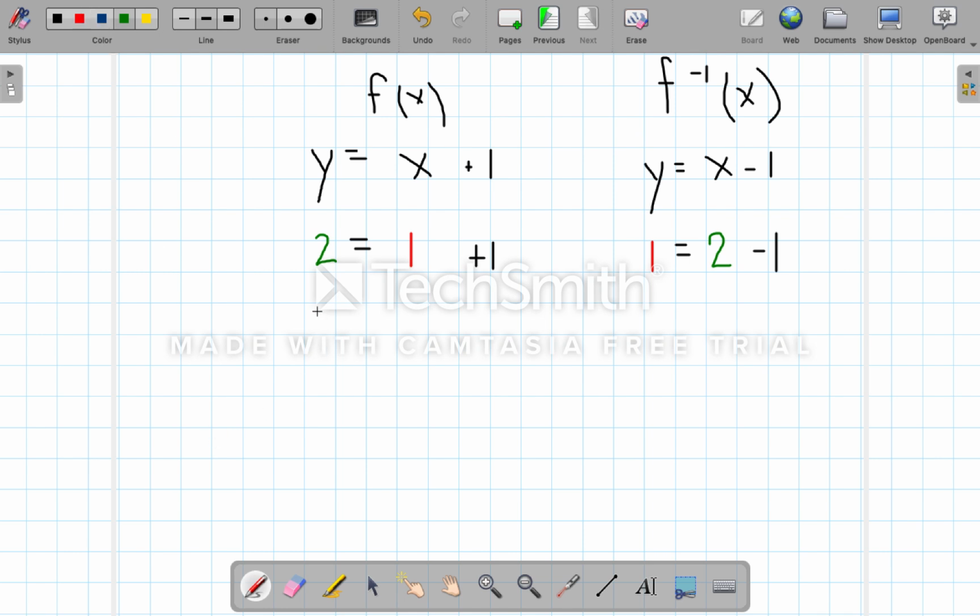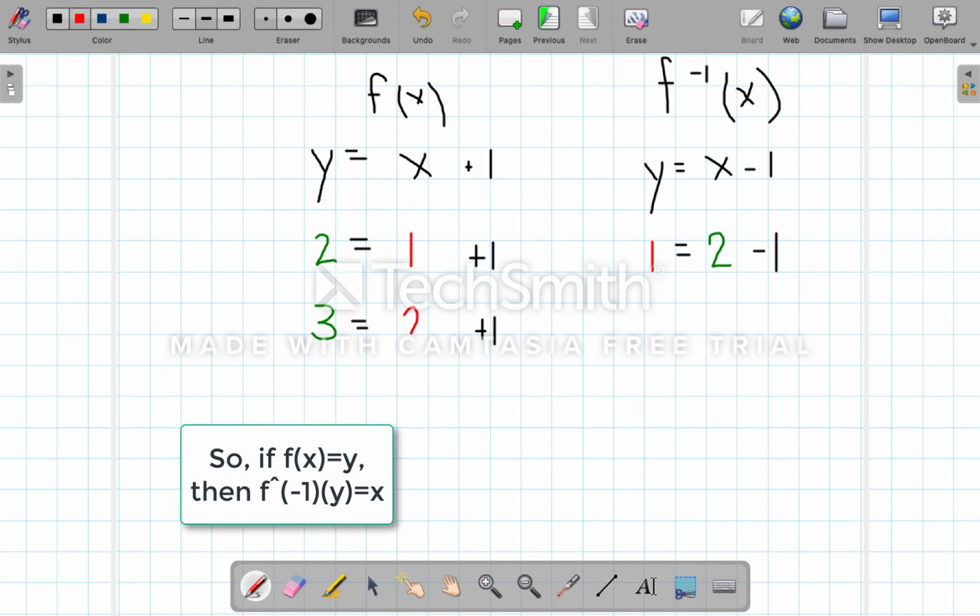So again, here, if we have 3, that's going to equal 2 plus 1. And if we were to flip it into the inverse, we would get 2 is equal to 3 minus 1.